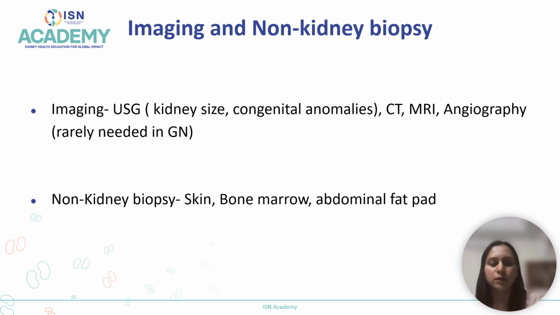It's important to look at the kidney size and to rule out any congenital anomalies of kidney and urinary tract. Very rarely CT or MRI may be needed. CT guided kidney biopsy or MRI guided kidney biopsy might be needed. Sometimes a non-kidney biopsy may give the diagnosis, such as skin biopsy or abdominal fat pad biopsy in cases of amyloidosis. Bone marrow examination suggestive of plasma cell dyscrasia may also give a diagnosis of paraprotein-related glomerular diseases.